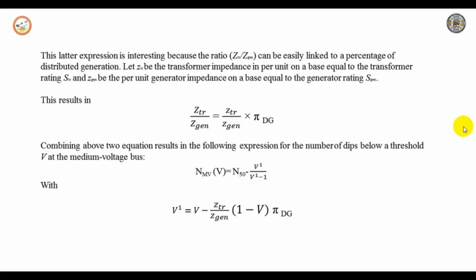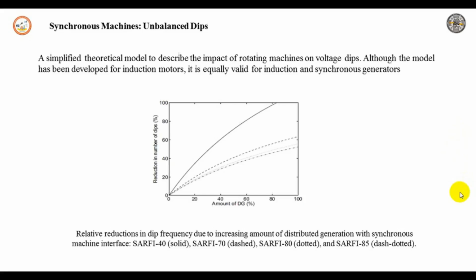Moving on. So this is about the synchronous machine balanced voltage dip. Let us see the synchronous machine unbalanced voltage dip. A simplified theoretical model describes the impact of rotating machines on voltage dips. Although the model has been developed for induction motors, it is equally valid for induction and synchronous generators. The relative reduction in the dip frequency is due to the increase in the amount of distributed generation with a synchronous machine interface, for 40 as a solid line, 70 as a dashed line, 80 as a dotted line, and 85 as a dashed line. The impact on the positive and negative sequence impedance is treated separately.